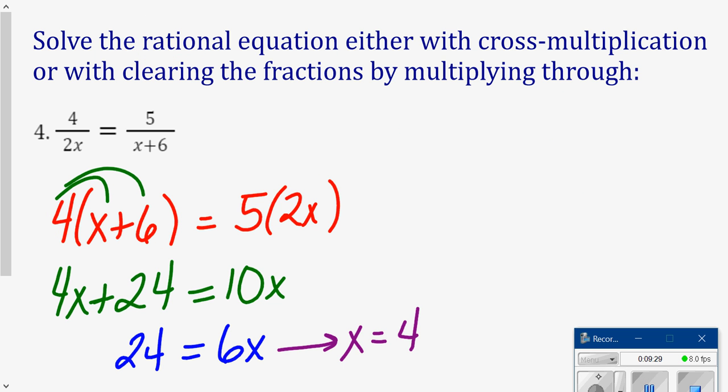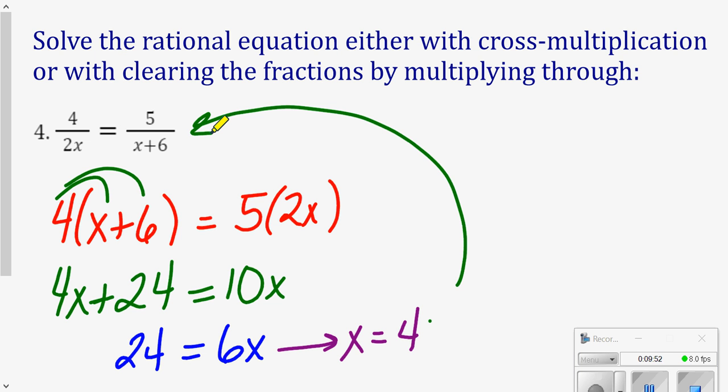Okay, so you should distribute the 4. On the other side, the 5 with the 2x. That means 5 times 2 times x. 5 times 2 is 10. So 5 times 2x is 10x. Then just go from there, right? Move all your x's to one side, leave your plain number on the other side. X should be 4. And then if you think about that solution up here, there's no dividing by 0 that's going to happen when x is 4, so we're good. We're absolutely good.